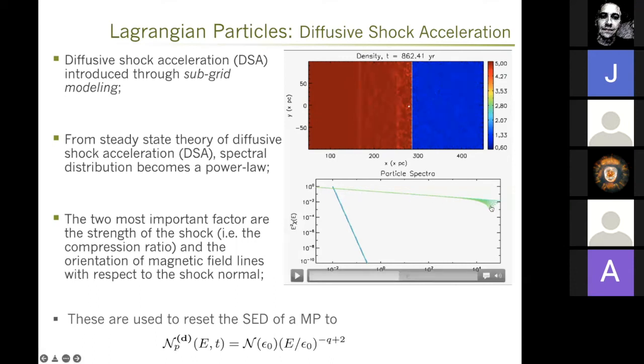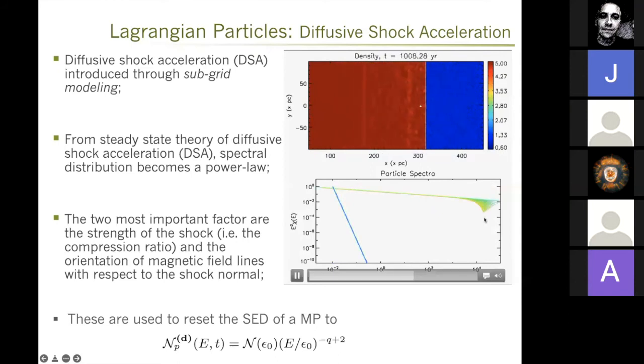diffusive shock acceleration. Of course, the complicated part of the algorithm is recognizing the shock, but not just the shock, also its velocity and orientation, because the spectral distribution has a different value depending on whether the shock is parallel or perpendicular. That will make a significant difference in the spectral energy distribution of a macro particle. Okay, so we can look at the movie again.